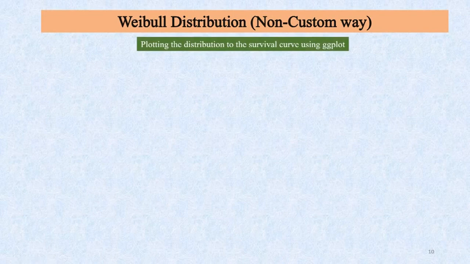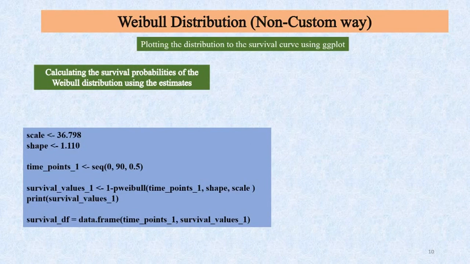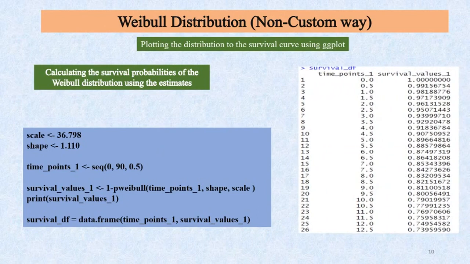For plotting the distribution to the survival curve using ggplot, firstly we are going to calculate the survival probabilities of the Weibull distribution using the given estimates. Firstly, the scale and the shape estimates are given in R. Then we define the time points and the survival values using this command. And then we fit this in the data frame. So here is the output of the survival probabilities of the Weibull distribution at different time points.